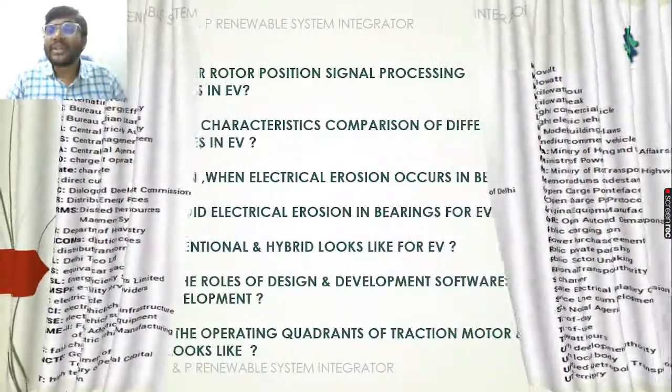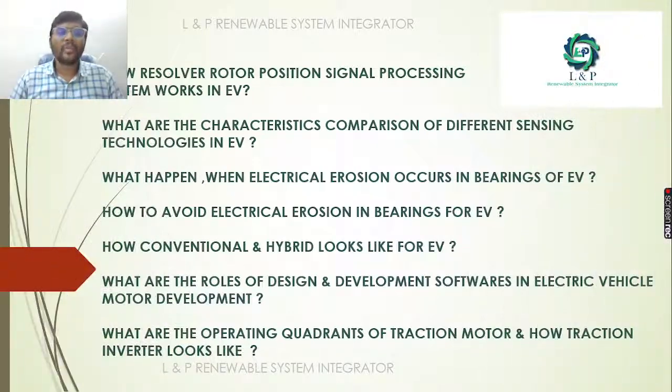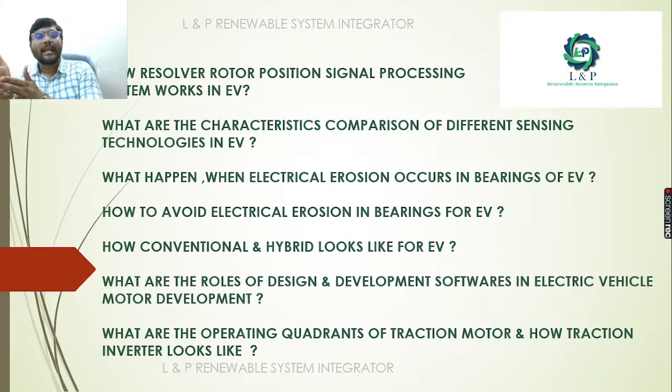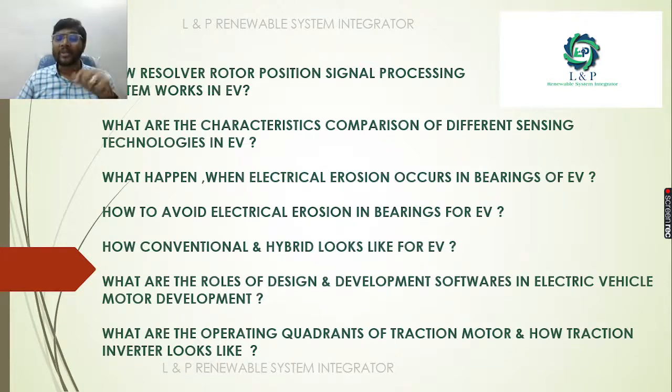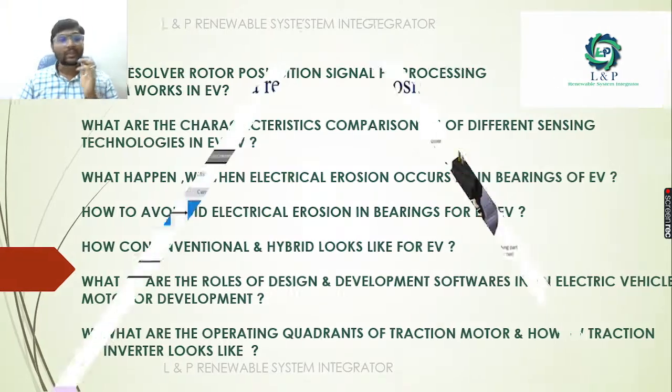What are the things that we are going to discuss today in this part? Here we are going to see how a resolver rotor position signal processing system works in an electric vehicle, what the characteristics of different sensing technologies in the electric vehicle are, what happens when electrical erosion occurs in a bearing, how to avoid electrical erosion in a bearing, how conventional and hybrid electric vehicles look like, what the roles of software design and development are in electric vehicle motor development, what the operating quadrants of a traction motor are, and how a traction motor looks like.